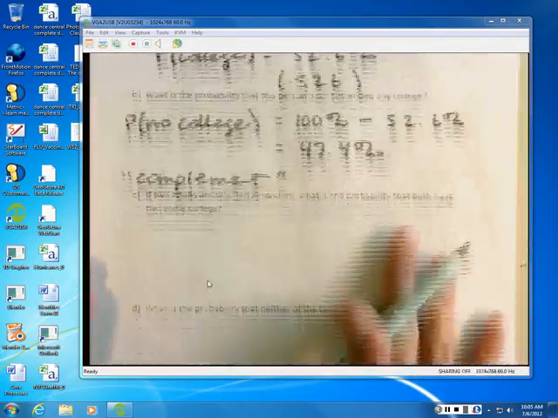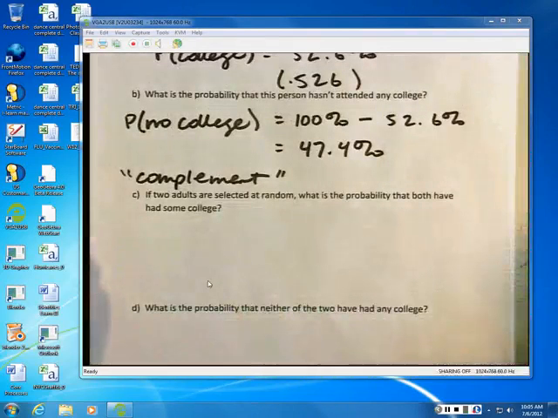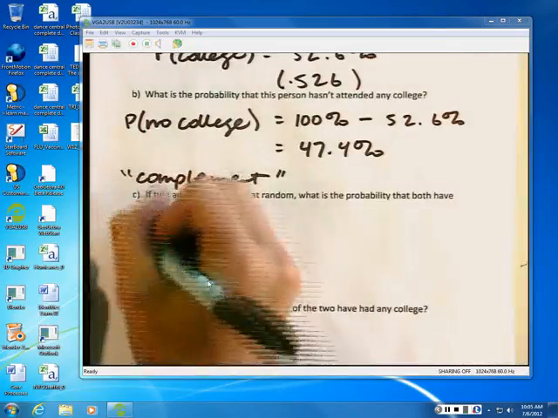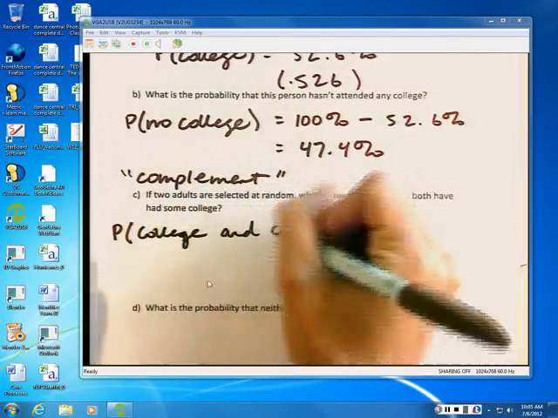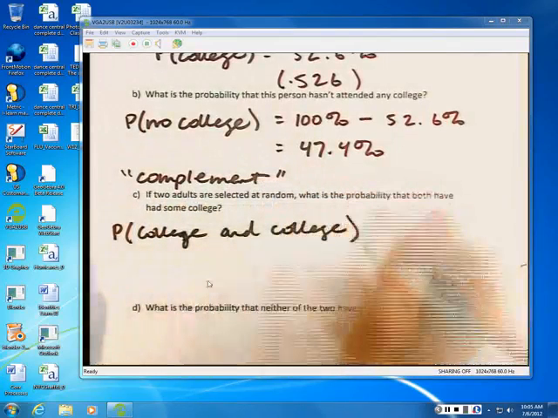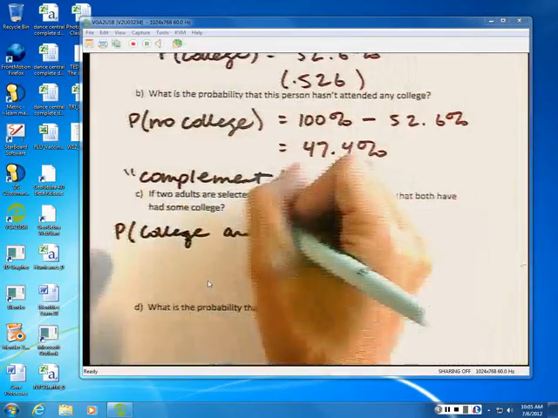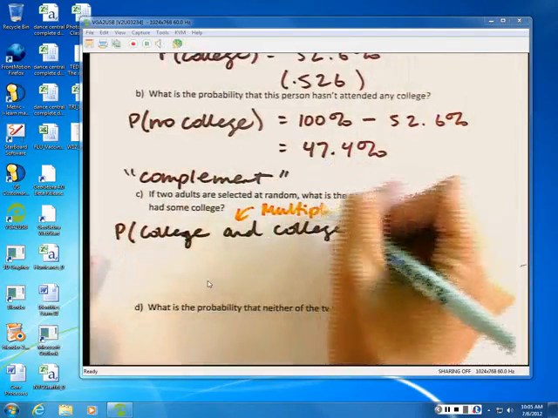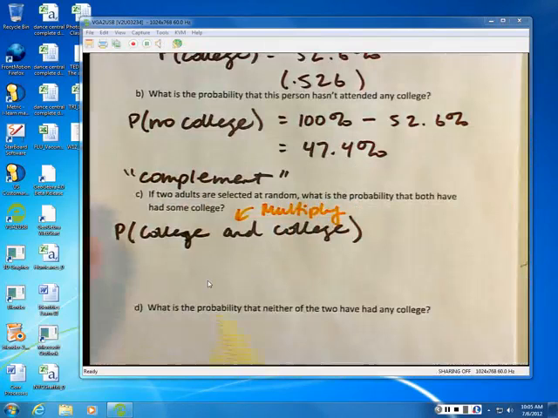Okay, part C. 2 adults are selected at random. What's the probability that they both have some college? So this is the probability of college and college. When we use that and in the middle, we end up multiplying. So and means to multiply. In our tree diagrams, we multiplied 2 times 2 to get 4 possibilities on 2 coins.